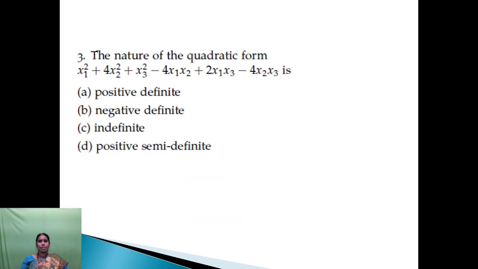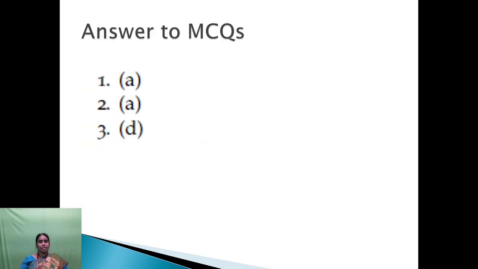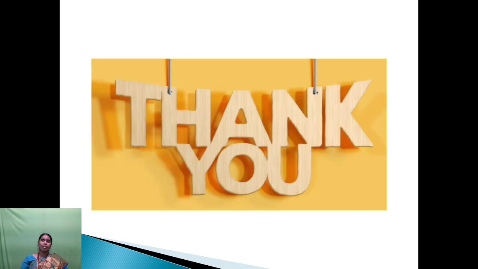Last one: the nature of the quadratic form is given by. First we have to reduce the quadratic form to the canonical form or find the eigenvalues, and then we can determine the answer. For this one the answer is semi-definite. Yes, that's the section. So in this section we learned the quadratic form, how to relate a quadratic form to a matrix and a matrix to a quadratic form, and how to find the canonical form from a quadratic form. Next, how to calculate the rank, index, signature and the nature of the quadratic form. Yes, thank you.